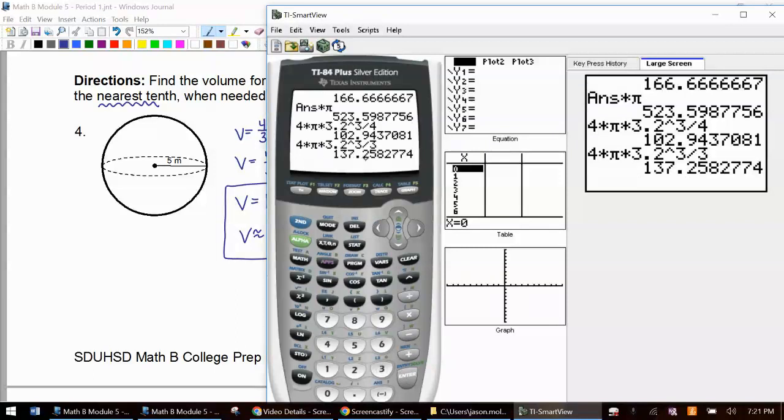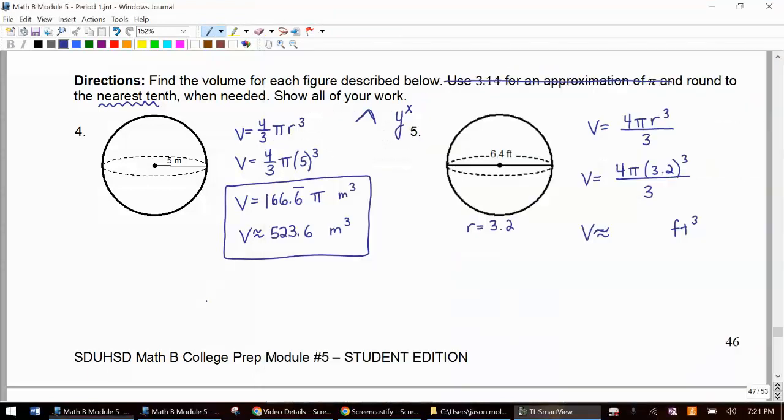And rounded to the nearest tenth, the 2 is going to go up because of the 5, so 137.3 cubic feet. And like I had mentioned, we're not going to do any of the other ones in terms of pi. All right, let's keep going on to the next page.